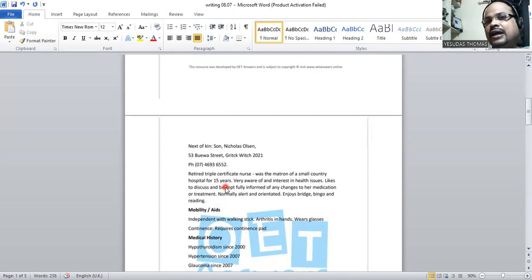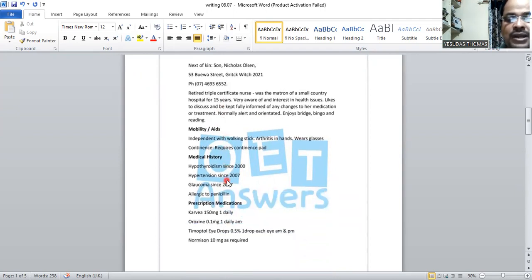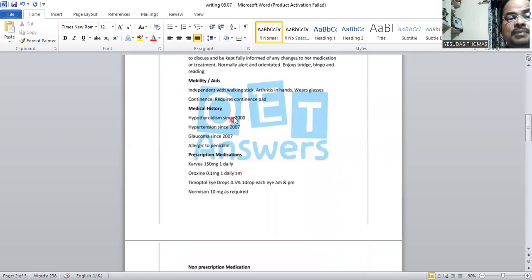And the second thing that we are going to include is the past medical condition as asked. So let's go with the condition. We have arthritis, we have glasses, incontinence she has, and this is something very important. She has hypothyroidism, hypertension, glaucoma. And one more thing is that she is allergic to penicillin. So these are all important data. This is the past medical history. It's very, very important, and it has to be included in the letter.